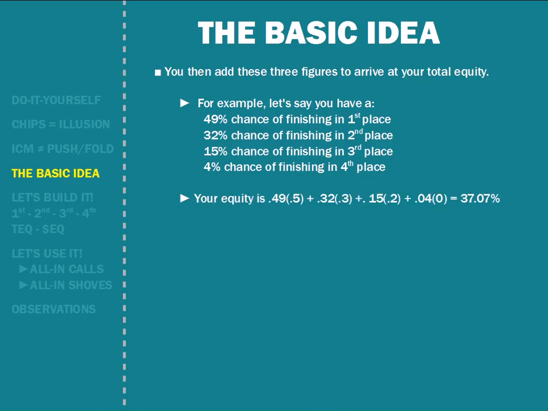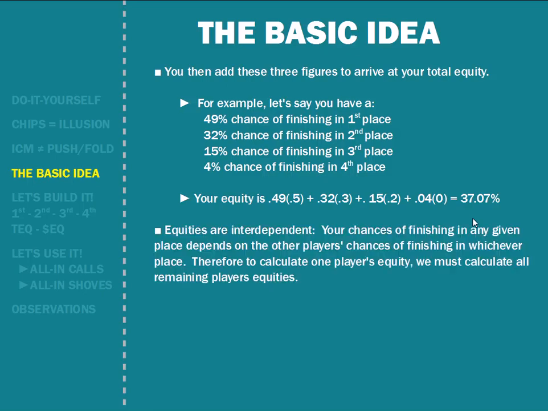Your equity in the tournament is going to be this equation. It's going to be 49% times the value of first, which is 50%, and 32% times the value of second, which is 30%, and 15% times the value of third, which is 20%, and I just threw in fourth place just for the hell of it. So you multiply all those and add it across, and you get 37.07%, and so that would be your total share of the prize pool given that stack setup.